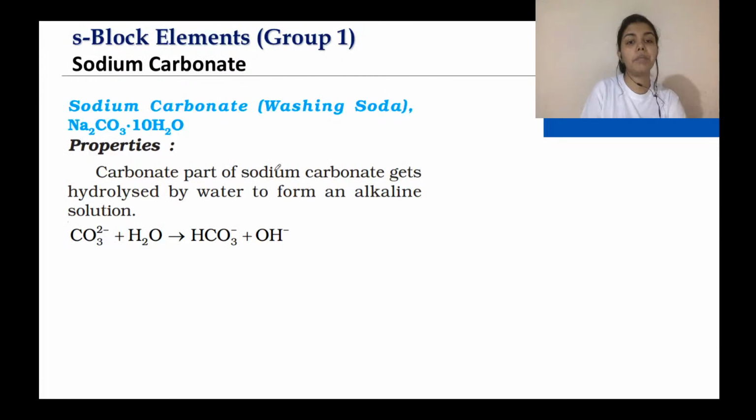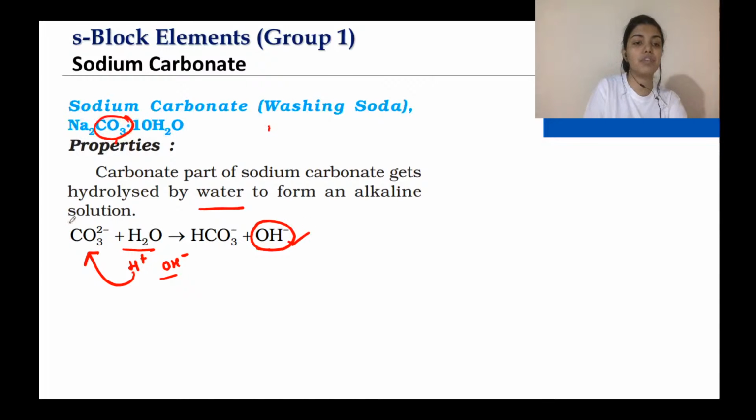Now, the carbonate part of sodium carbonate gets hydrolyzed by water to form an alkaline solution. For example, what is the carbonate part of sodium carbonate? Obviously CO3 2 minus. Now this gets hydrolyzed by water. So water is having what? H plus and OH minus. This H plus basically combines with CO3 2 minus and OH minus is released in the solution, and due to the presence of this OH minus, the solution is alkaline in nature. That means it is basic in nature.